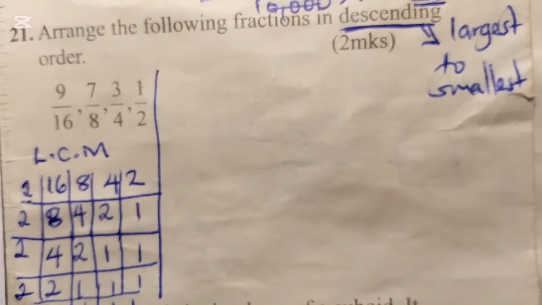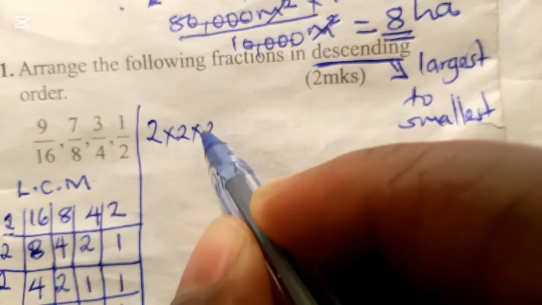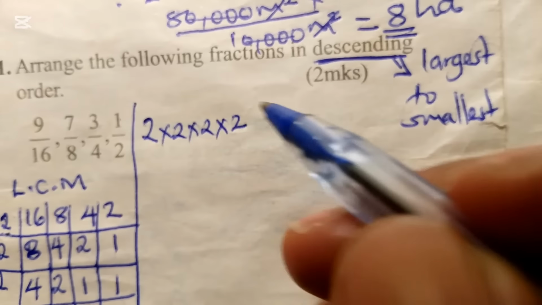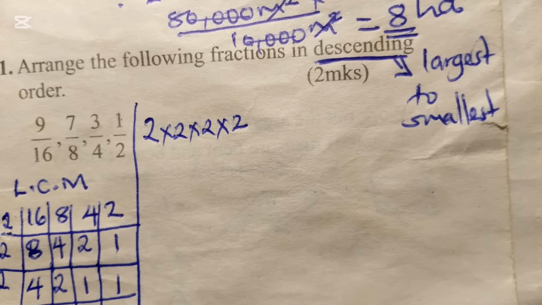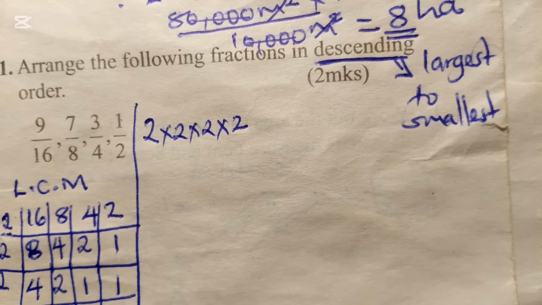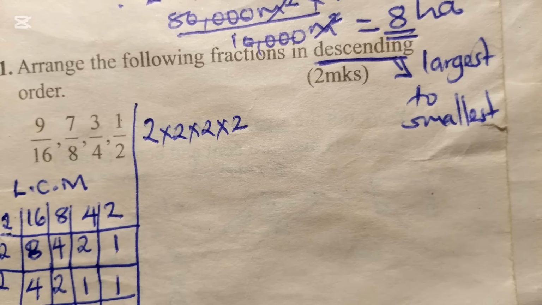How many 2's are there? 1, 2, 3, 4. This will be 2 times 2 times 2 times 2. Look at this again. I usually note the mistakes that learners make, and I keep on talking about them so that if you are in that trap, you can get out of it, because it is possible.